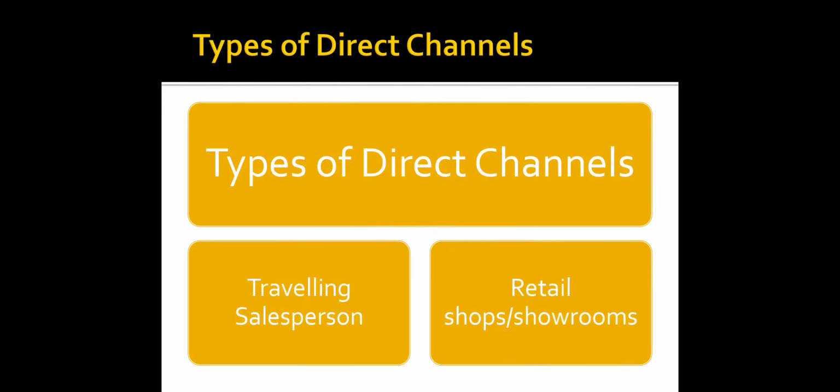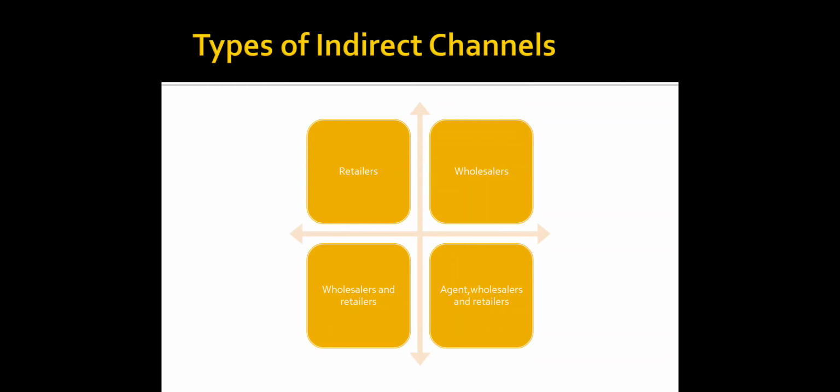Then come agents, wholesalers and retailers. Here the producer supplies the goods to the agent. The agent will then sell it to the wholesaler. The wholesaler will sell it to the retailer, and then the retailer will sell it to the consumer. They will all add their own profit margin. Got these four types of indirect channels.